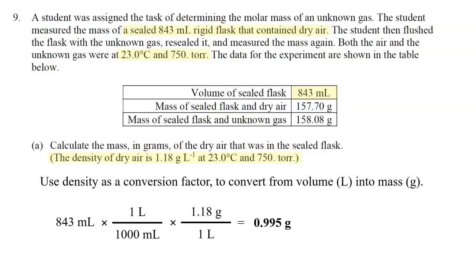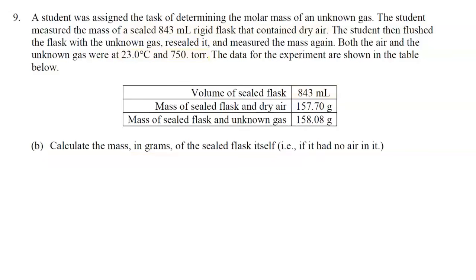Now let's take a look at part B of this question, which says, calculate the mass in grams of the sealed flask itself. That is, if it had no air in it. So our answer to part A, which is the mass of the sample of dry air, is 0.995 grams. And according to the information in the data table, the mass of the sealed flask and the dry air has a combined value of 157.70 grams. So all we have to do is subtract these two values.